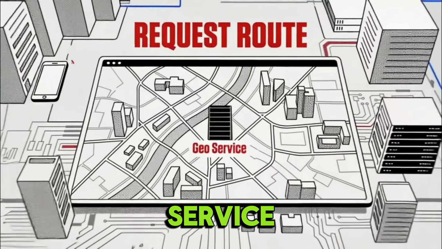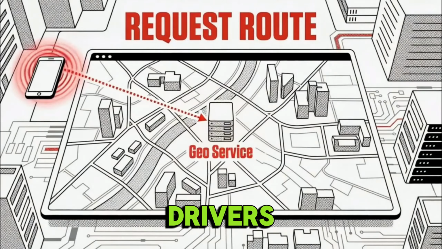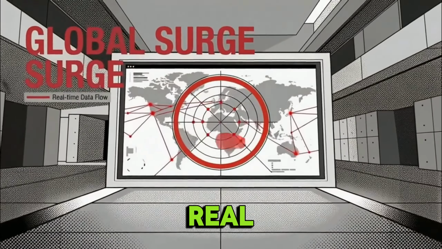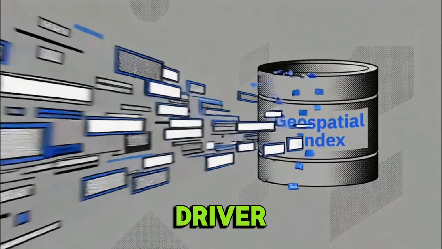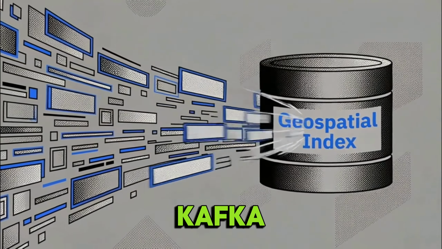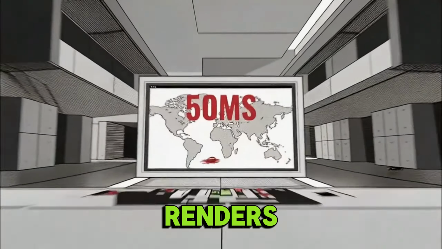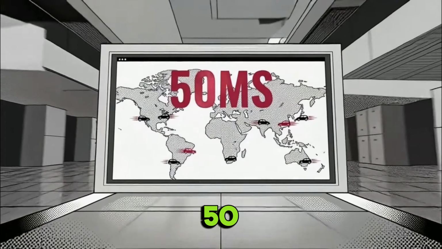A rider opens the Uber app. The app calls the geo service for a map of nearby available drivers. The geo service queries its real-time geospatial index, which is continuously refreshed by the driver location updates Kafka consumer. The map renders with accurate driver positions within 50 milliseconds.